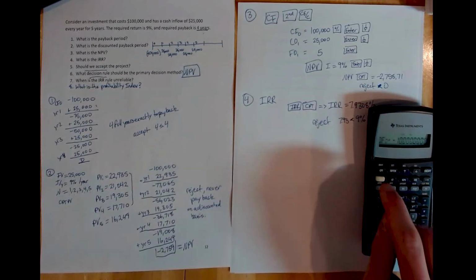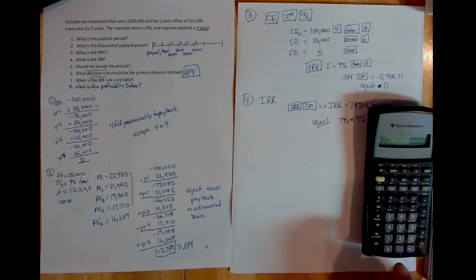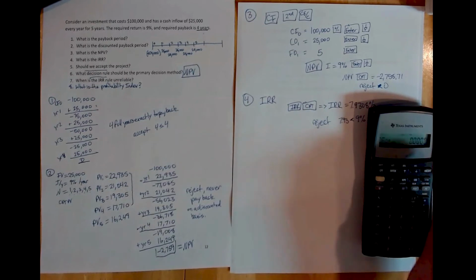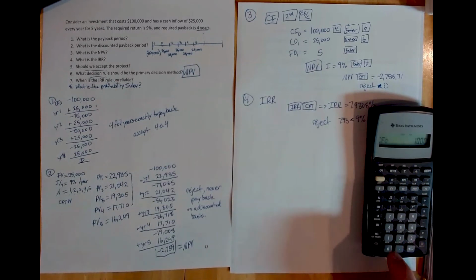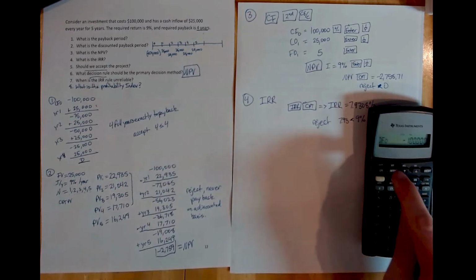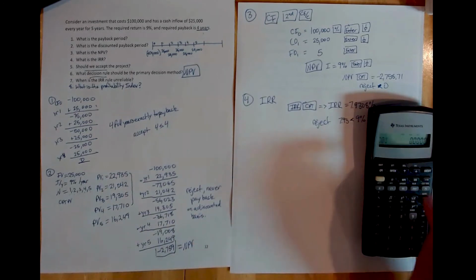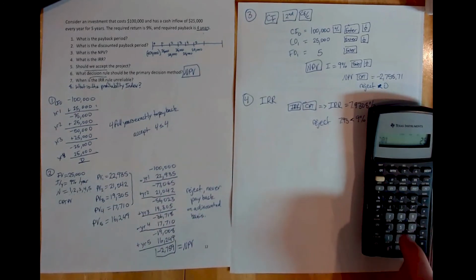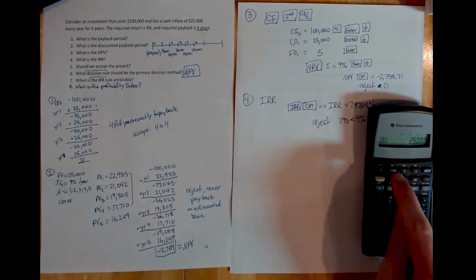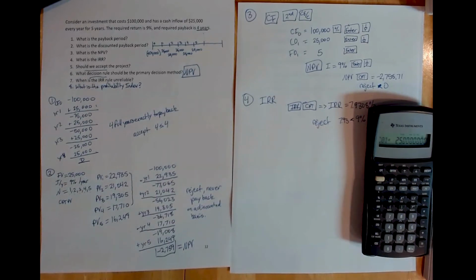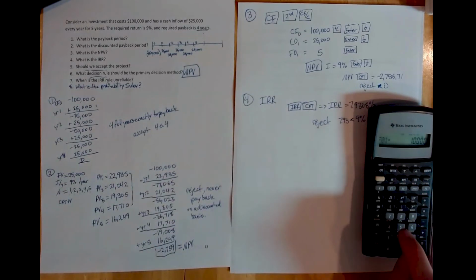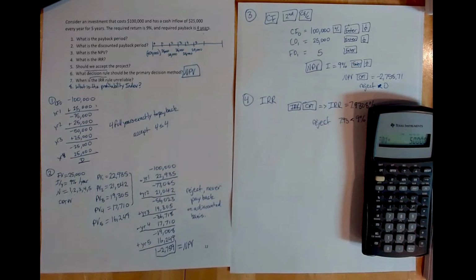So we'll go back into our cash flow environment and clear our work. We'll start with an initial cost of $100,000. We make that a negative. We move on to C01, which is our initial cash flow of $25,000, and we set that value with the enter button. I change my frequency here to 5 because that cash flow repeats 5 times.